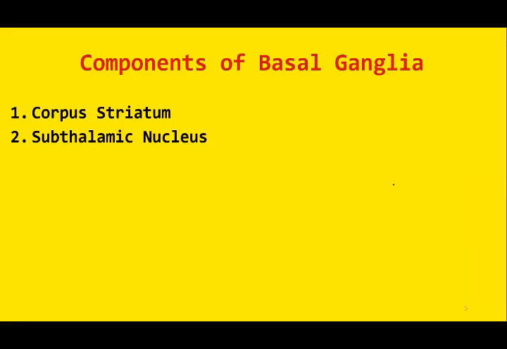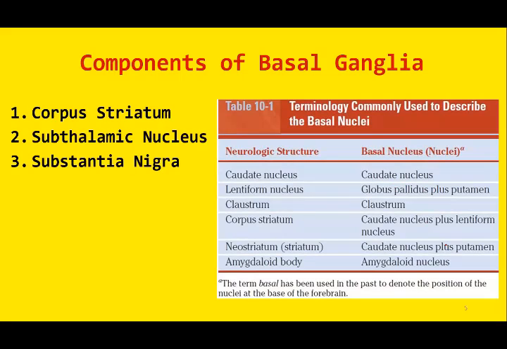So as far as the components of basal ganglia are concerned, the three primary components that you must remember include corpus striatum, and the second component is subthalamic nucleus, and the third one is substantia nigra. So when you get the question regarding components of basal ganglia, this is the minimum that you should write. The three primary components: corpus striatum, subthalamic nucleus, and substantia nigra. So these are the terminologies that we frequently use during the description of basal ganglia.